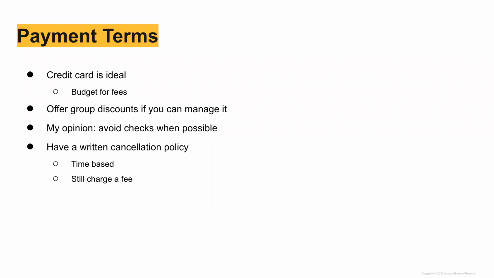So let's say the fee is $100. You're probably going to pay 25 cents every time that transaction happens. That's just one fee plus 3 to 4%, so that would be $3 to $4 per transaction. So you just have to make sure you plan for those. You can offer group discounts if you have the capacity to manage it.